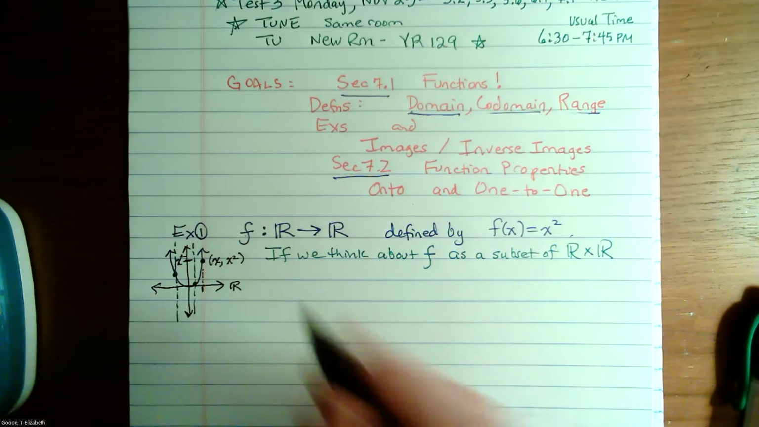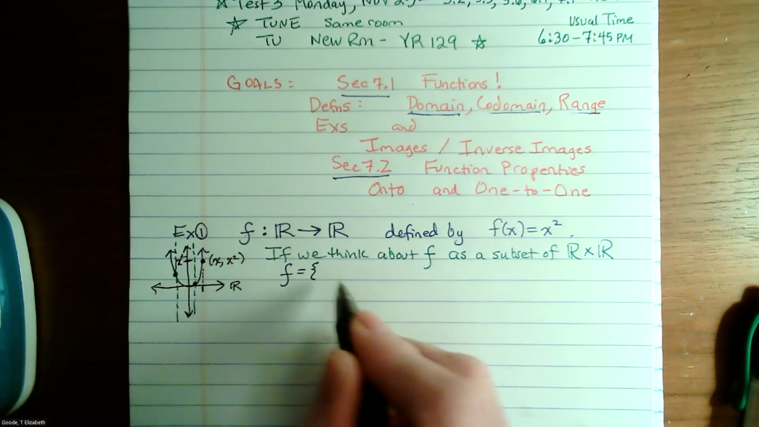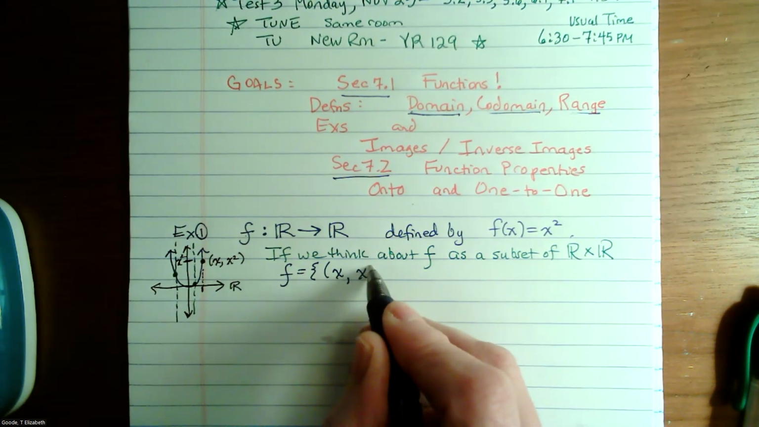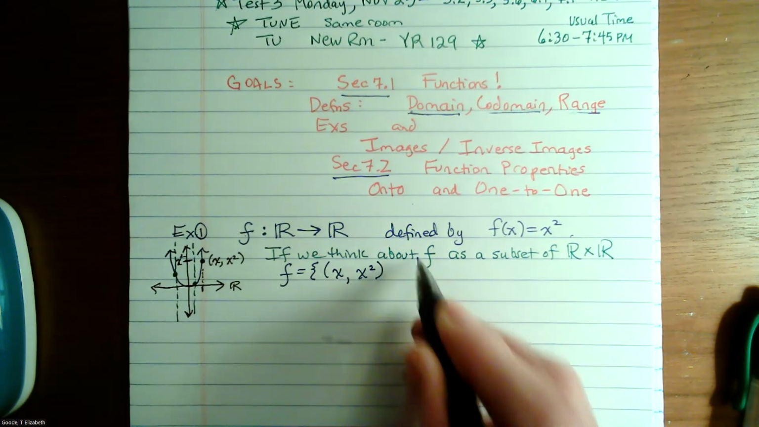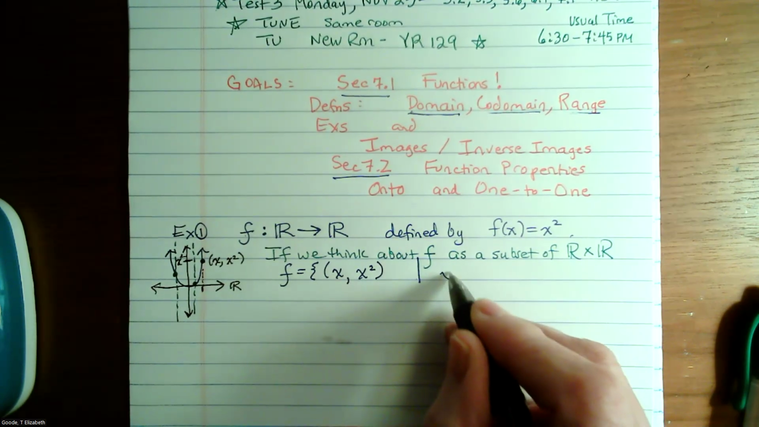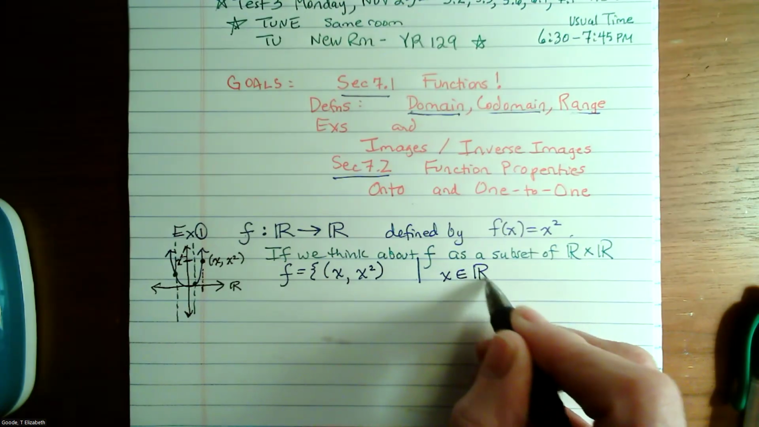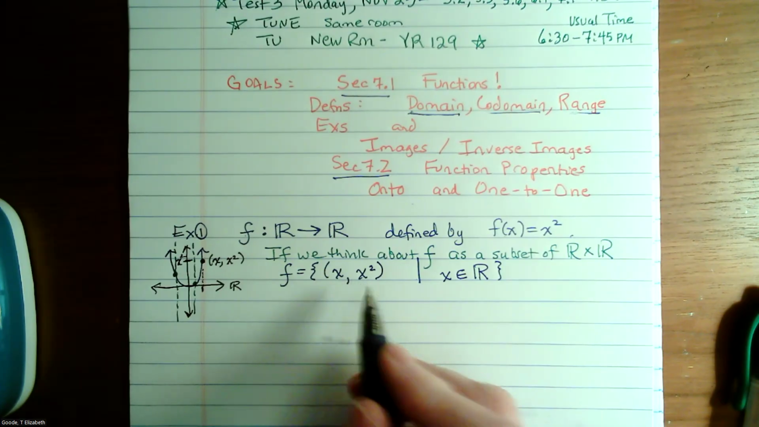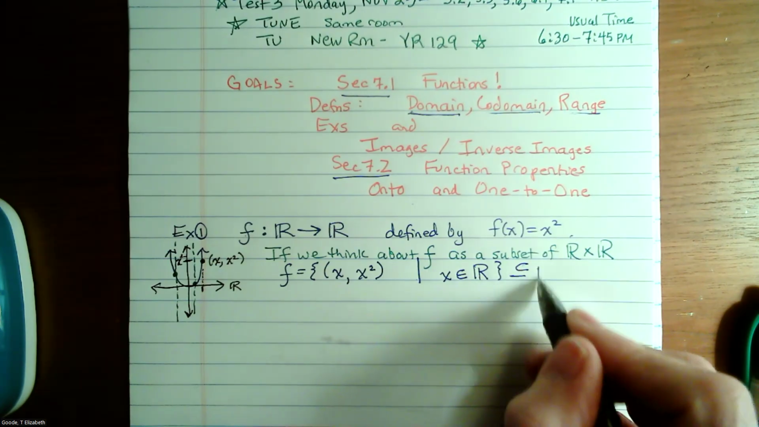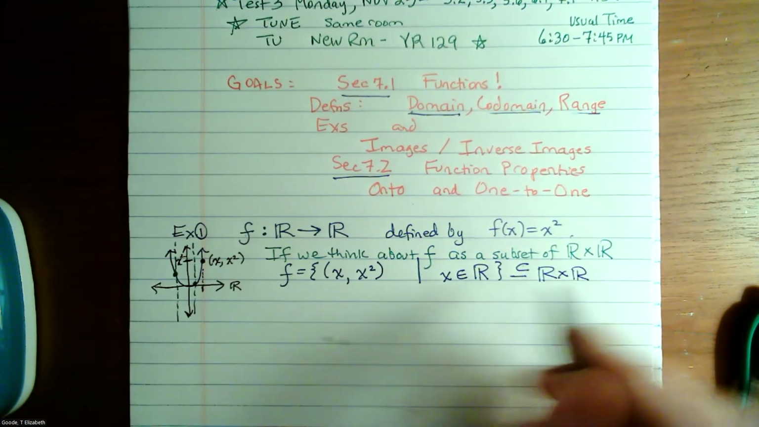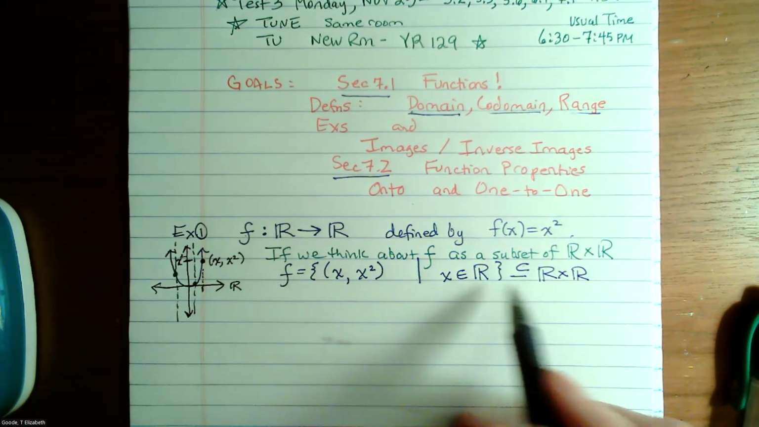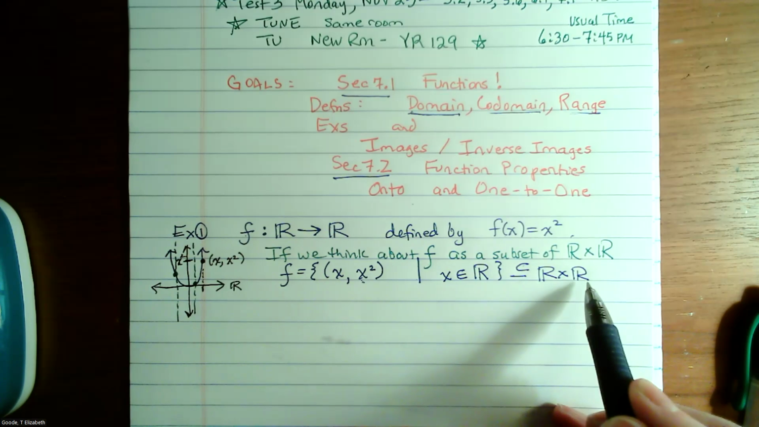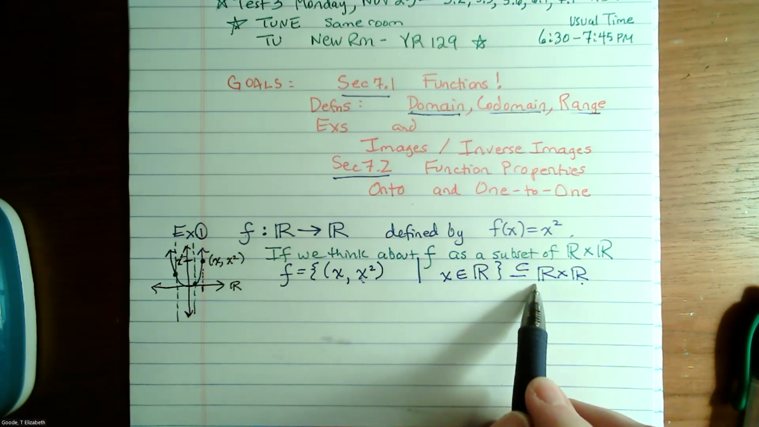Then we can think about f this way. It's a set, and the elements look like ordered pairs, where the first coordinate would be x and the second coordinate would be x squared. And this is such that, or with the property that x is an element of the reals. And of course, if x is an element of the reals, so is x squared, because of closure properties that we all know so well now. It's a subset of R cross R. But not every element in the codomain, which is this copy of R. The first copy of R is the domain.